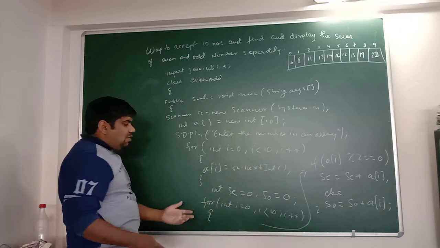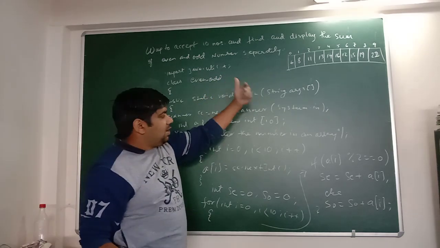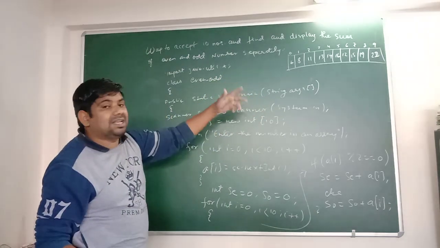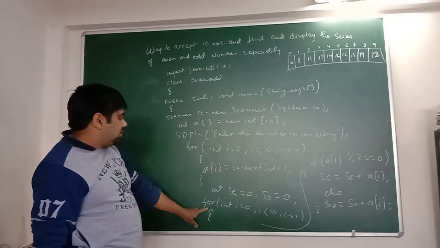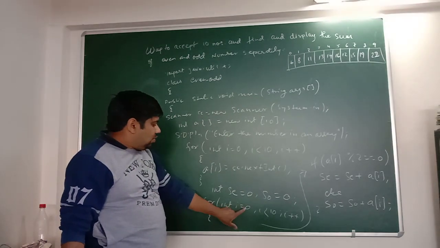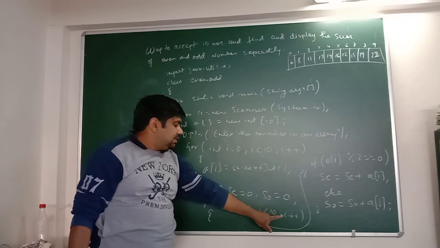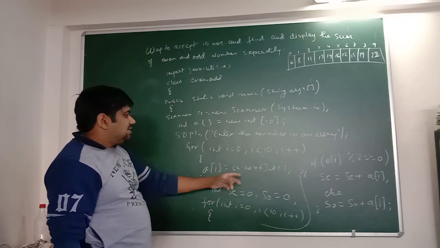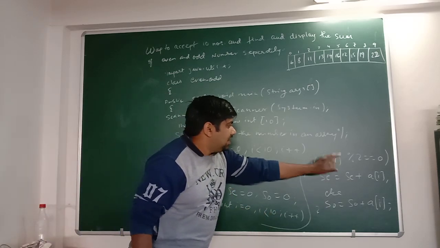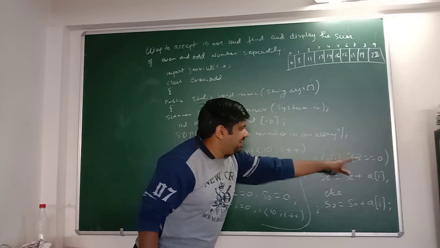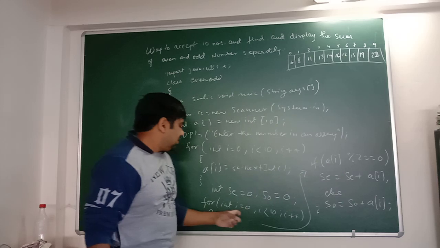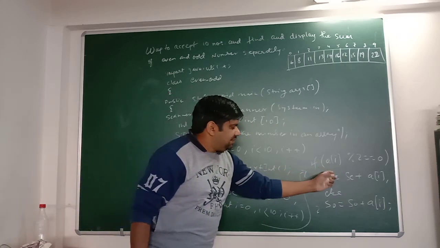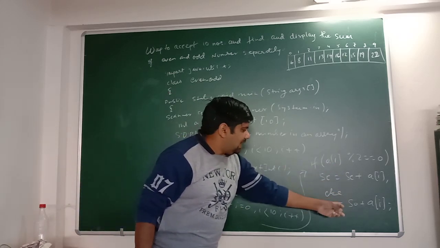Now I will take out the numbers one by one and check whether each is an even number or not. For that I am going to use one more loop: for int i = 0, i < 10, i++. Now what happens here? If the number inside the location is divisible by 2, that means it is an even number, and it will be added to the even sum. Else, if it is not even, it is odd, and it will be added to the odd sum.